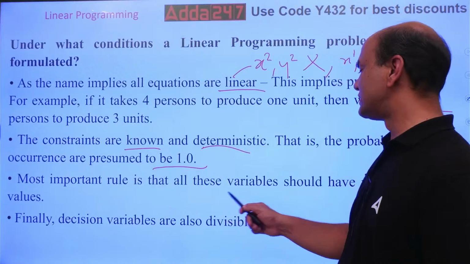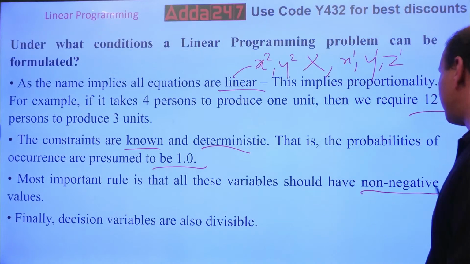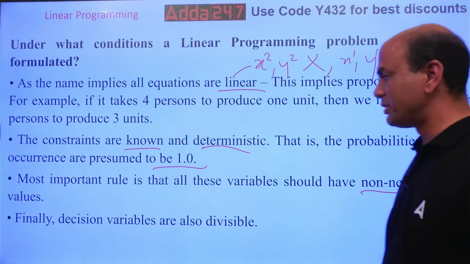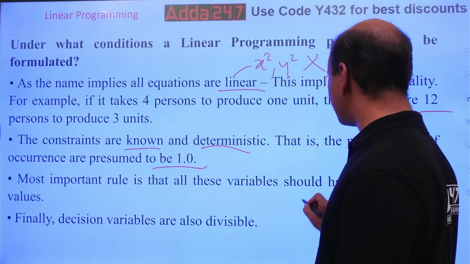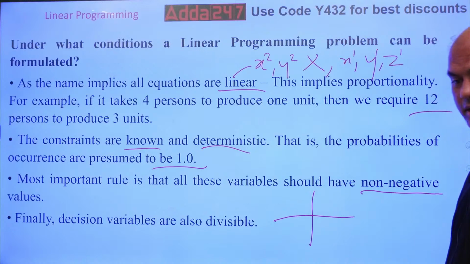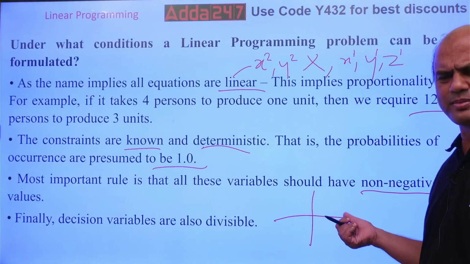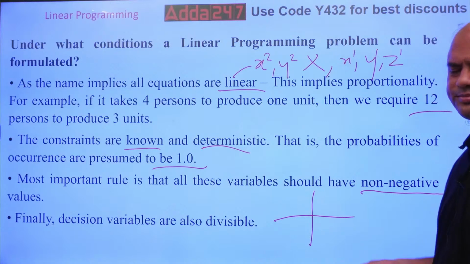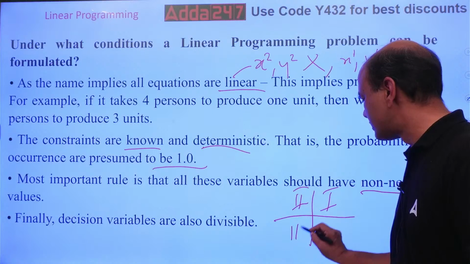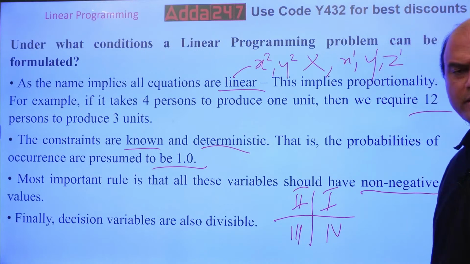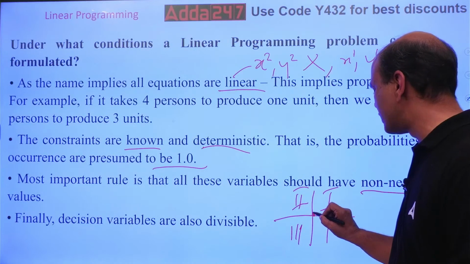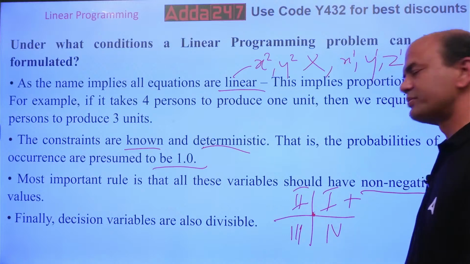Most important rule is that all the variables should have non-negative values. Non-negative means what? See here, what do you mean by non-negative? It means here there are 4 quadrants. Now science students, those who are commerce, kindly note, there are 4 quadrants. Even commerce might be knowing this because this was there in your schools. First, second, third and fourth. Right? These are the 4 quadrants. In first quadrant, both are positive. X is positive, either 0 or positive, means this is positive.